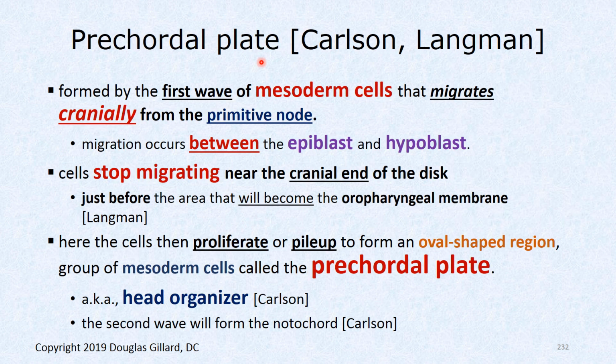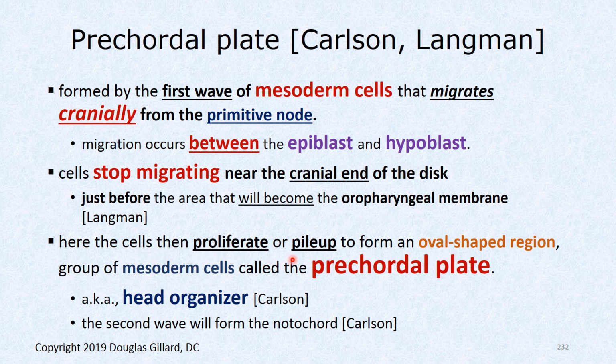So let's check it out. It is formed by the very first wave of those epithelial cells that move down through the primitive node. These ones aren't going to the back, they're not going to the side. These are going straight up toward the head, cranial region, and they stay in the midline. But they're migrating in between, they're squeezing between the epiblast and hypoblast. When they get to the cranial region, they stop migrating just before an area that is even further cranial called the oropharyngeal membrane.